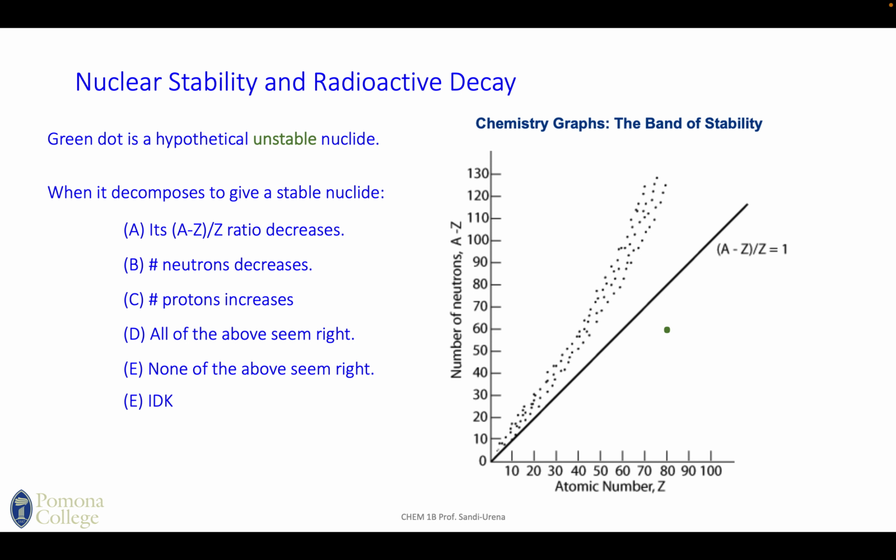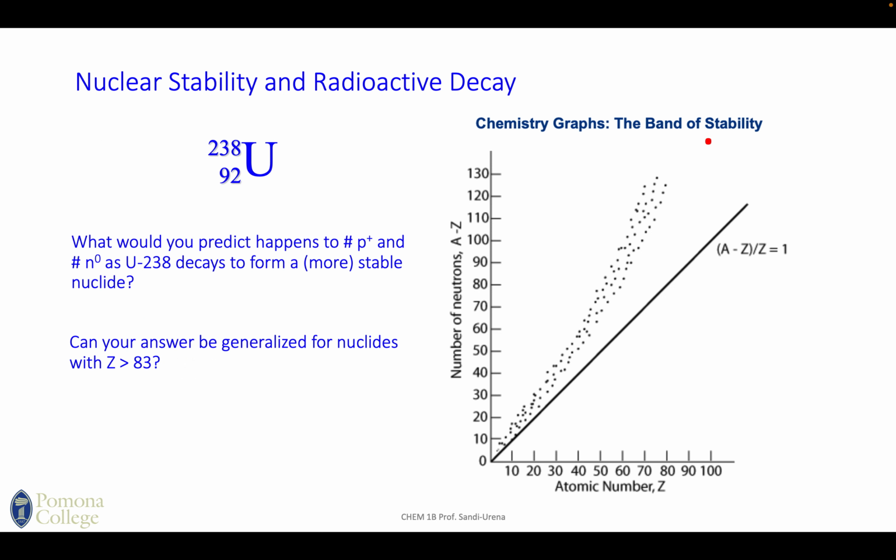Again, since we have that ratio, that is number of neutrons over number of protons, we need to make it larger to make it more stable, to get closer to the band. So we need somehow to have more neutrons and/or fewer protons. And I'm going to let you choose the correct answer or answers from the options.